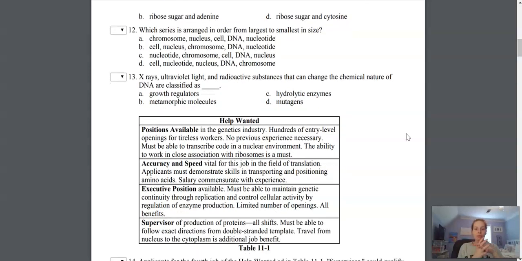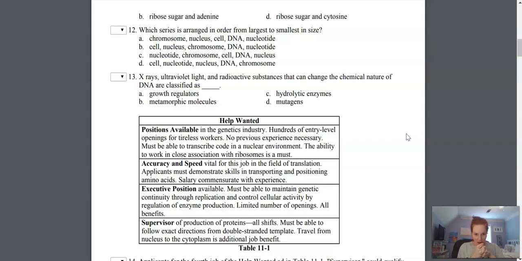12, which series is arranged in order from largest to smallest in size? Okay, this one threw me up because I did not read the question. Can you imagine I had the audacity to do that? Yeah, and I'm pretty sure about half of you did too. So you're doing largest to smallest, not smallest to largest.